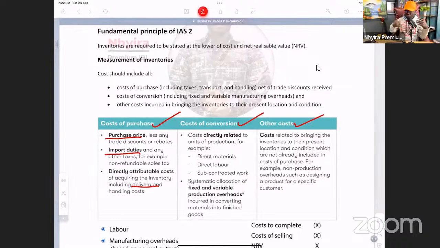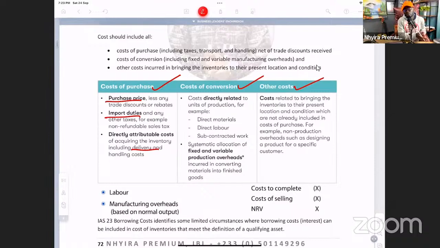In other words, the cost of production. The cost the entity will incur in converting the raw material into the finished goods will also be included in the initial cost of the inventory. And that is the cost of conversion. And so that could be direct material cost, direct labor cost, and other subcontracted cost. I want you to stay with me carefully with these explanations, because as we begin to solve the questions, you will see these directly in the questions. So you have to be mindful of this.